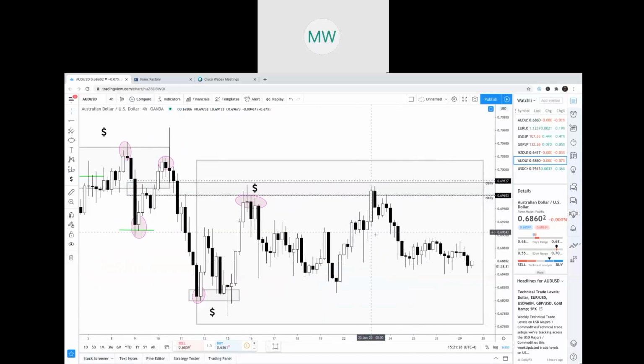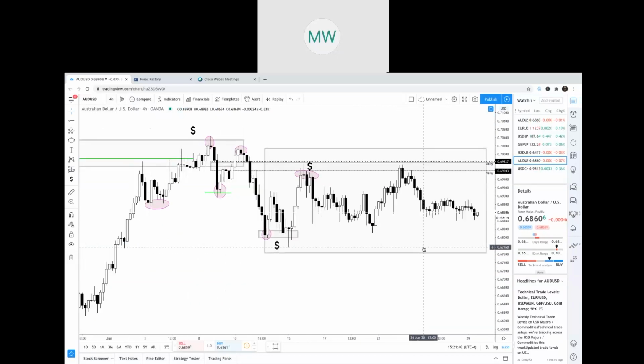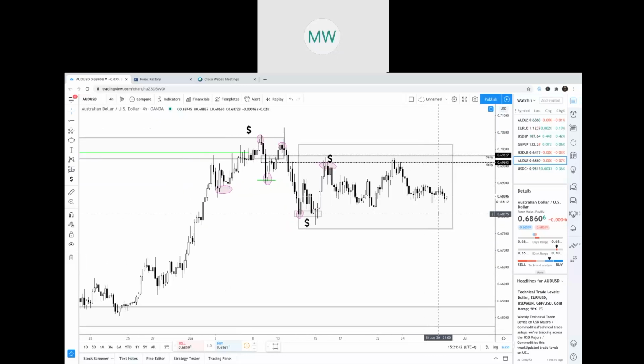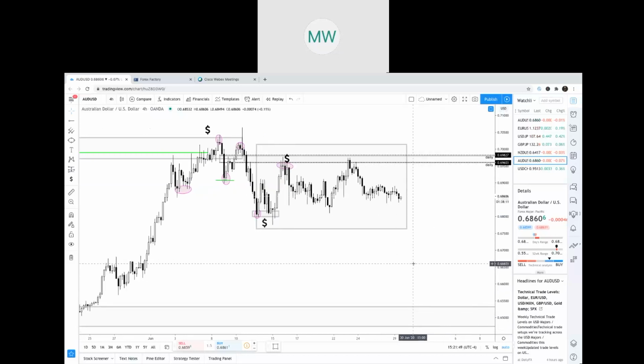It's the beginning of the week, it's Monday, so as Sunday rolled around and today, it's kind of just been consolidating. But overall, guys, I will be expecting AUDUSD to make its way all the way down to this gray box over here before we see any sort of upwards momentum. Okay, so that's all I have on today's call.